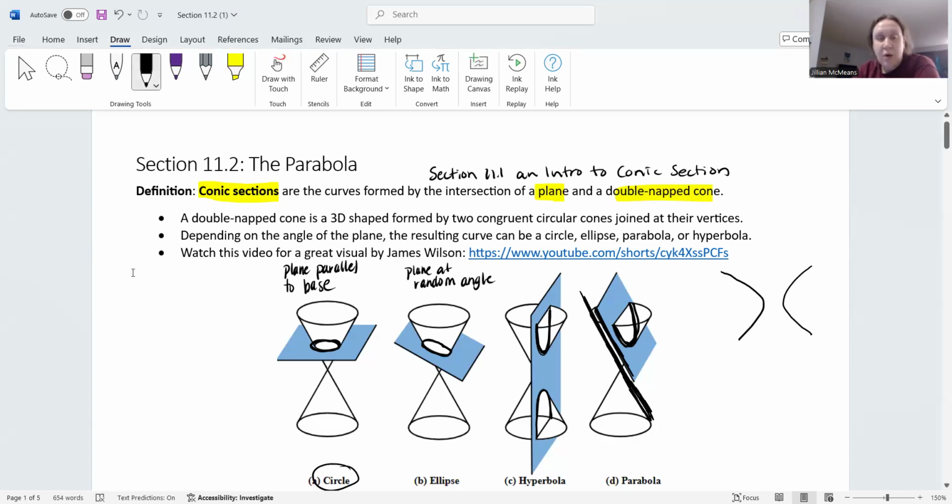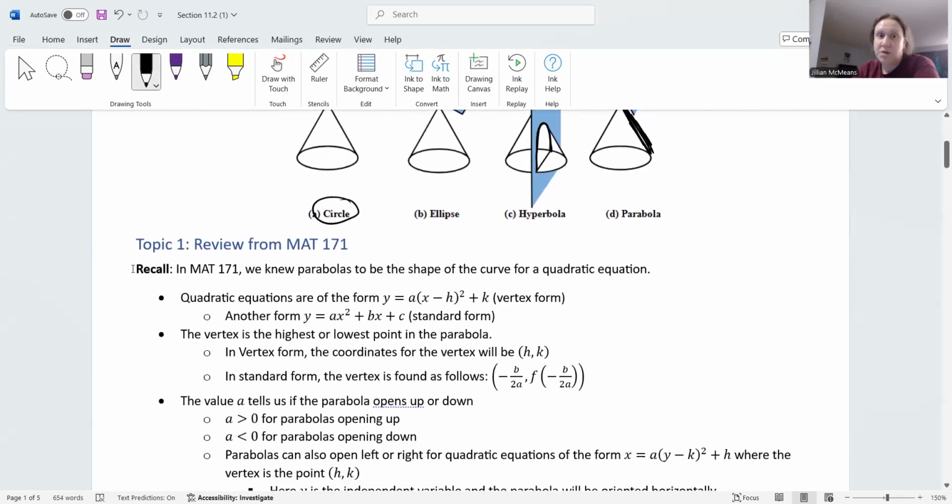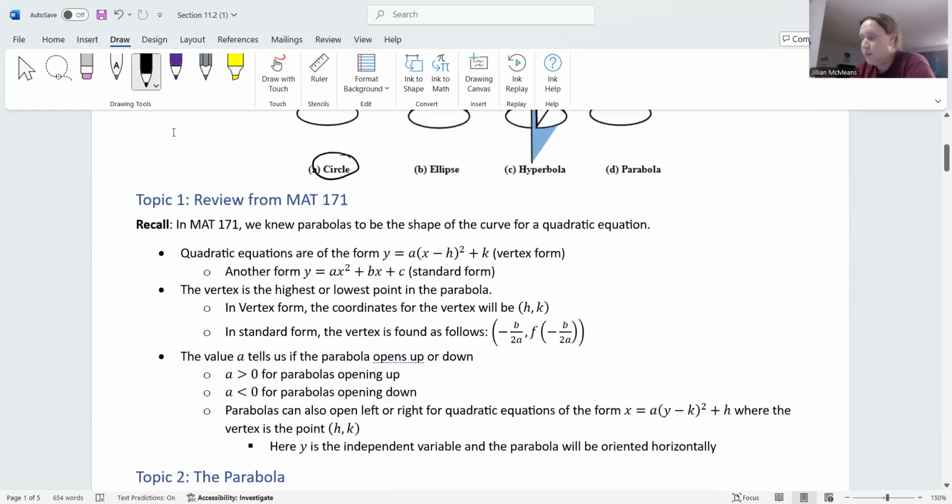Okay. So now the official topic one is just review from Math 171. In Math 171, we talk a lot about quadratic equations. And we knew parabolas to be the shape of the curve for a quadratic equation. And what you'll remember is we had curves like this.